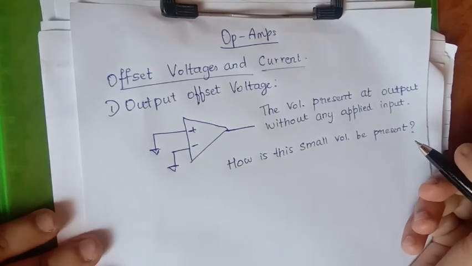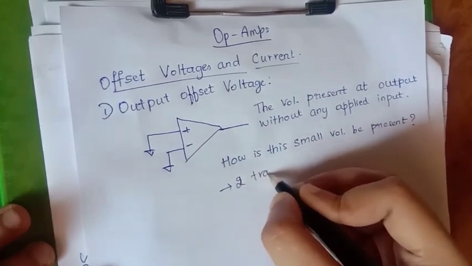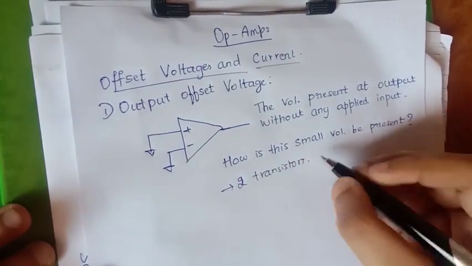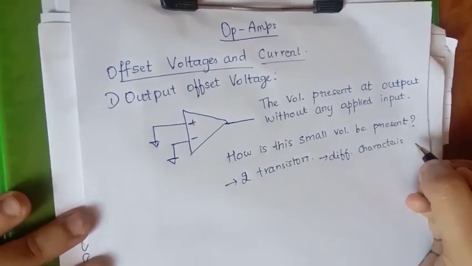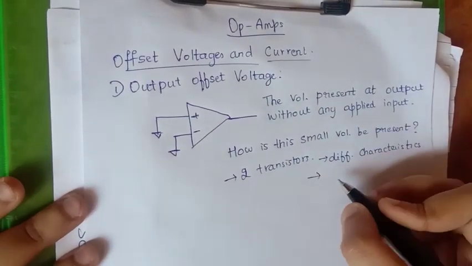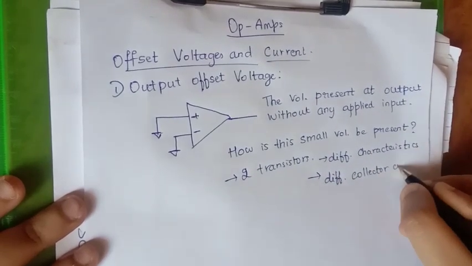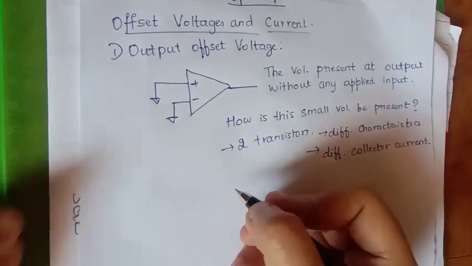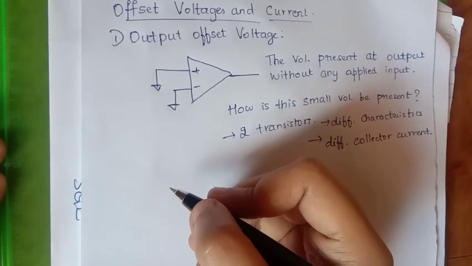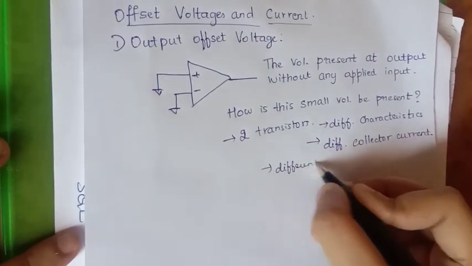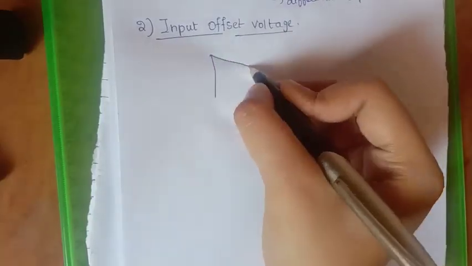What is an operational amplifier? It's nothing but a differential amplifier which consists of two transistors which don't have the same characteristics. Different characteristics in the sense they will have a difference in the collector current. So this difference causes some small differential output which gets amplified in the further stages. That's the reason there will be some voltage present at the output called the offset voltage.